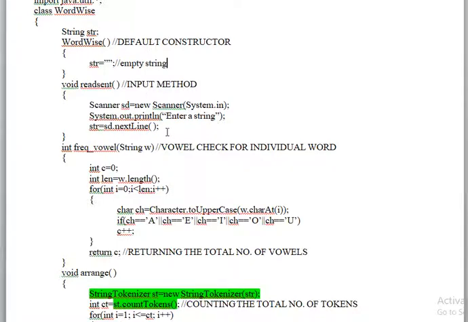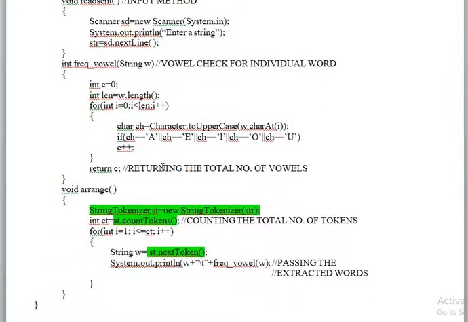The input function is taking the input from the user. Now let us move to the arrange function. In the arrange function, we are using StringTokenizer st = new StringTokenizer(str). Here we have to keep in mind, a StringTokenizer object cannot receive a string directly from the command line or from the user. We have to take it in a string variable and then pass it to the StringTokenizer.